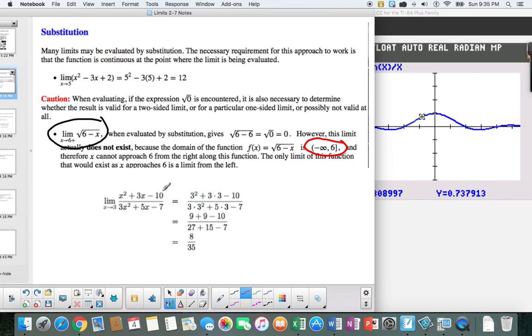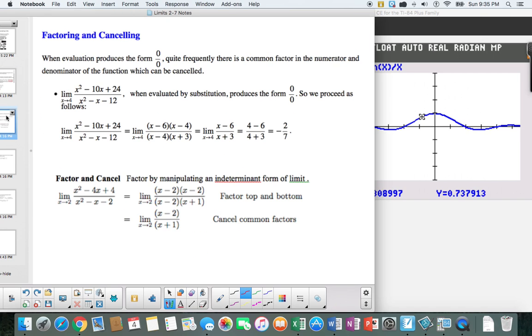Here's another expression that looks really pretty difficult, but you put 3 into all of these and you do get an answer. So always try substitution. In this case, when we try substitution, we get an indeterminate form, which means we might be able to get an answer or we may not.